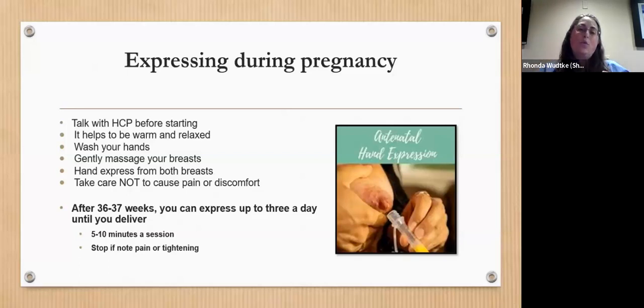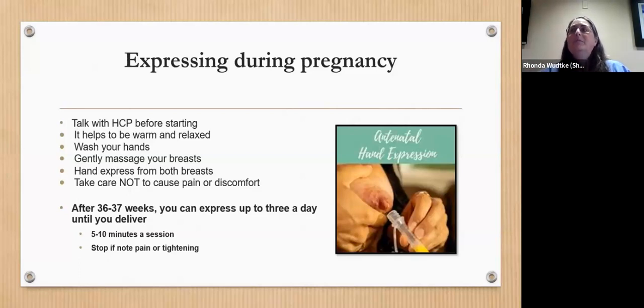It helps when they're in a nice warm room, relaxed, wash their hands first, which is key, and then gently doing massage. Remember, no more than petting a cat or applying lotion to your body, and then using that hand expression. And there's great videos on hand expression. There's lots of different techniques out there. And then they would kind of go back and forth. If it's causing any pain to the breast or chest, they should stop.